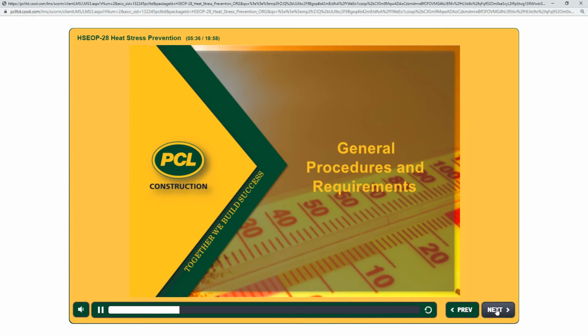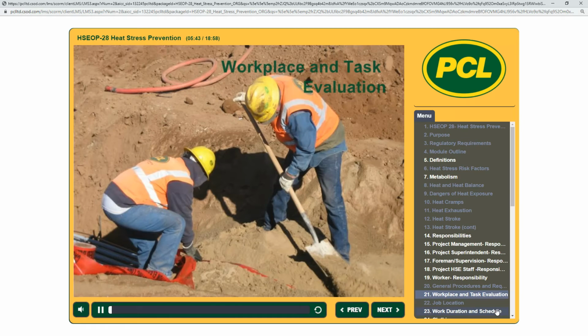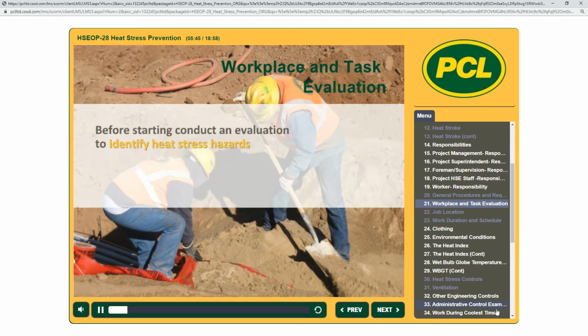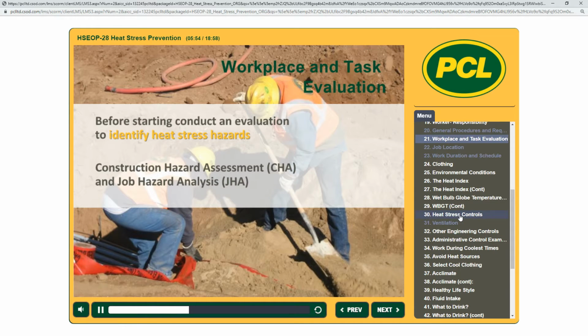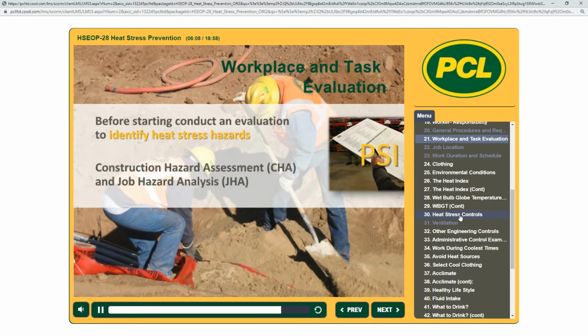Let's now shift gears and take a look at the general procedures and requirements for heat stress prevention. Before starting your work, conduct an evaluation of the workplace to identify tasks and conditions that present a potential heat stress hazard. Although the Construction Hazard Assessment, or CHA, and the Job Hazard Analysis, or JHA, should identify the possibility of a heat awareness condition and specify corrective actions, the PSI is the primary means to evaluate and indicate heat stress conditions on a task-specific basis.